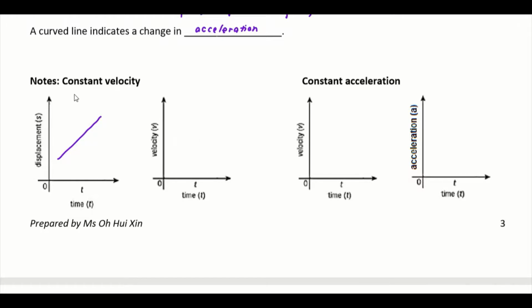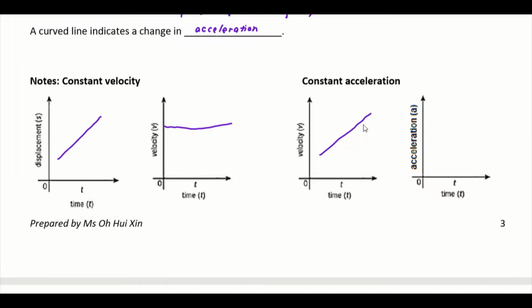And for the velocity time graph, what happens if it is constant? It means the velocity doesn't change, right? So it will be a straight, horizontal line graph. Same thing for constant acceleration in the VT graph. It's going to give you something like this.